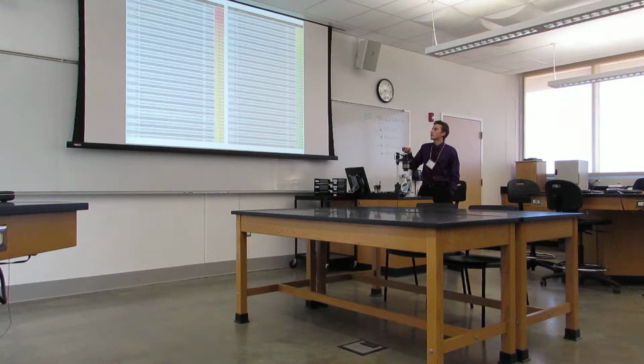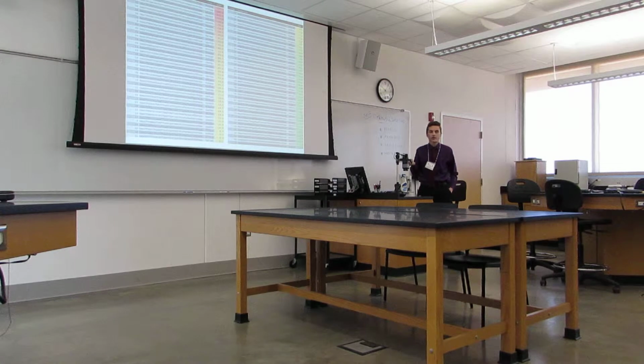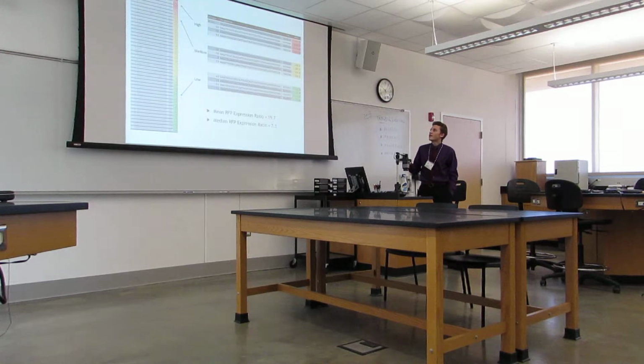The red fluorescence is expressed as a ratio of the clone's red fluorescence to the original PTAC promoter's red fluorescence. You can see that a couple of them were actually stronger than the original PTAC, which I found surprising. Here I've highlighted a couple high efficiency promoters, medium efficiency promoters, and low efficiency promoters. And the mean RFP expression ratio of my clones was 19.7, and the median was 7.3.